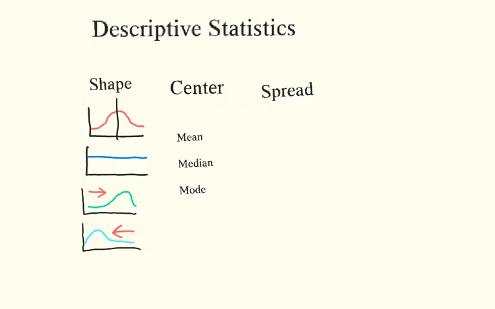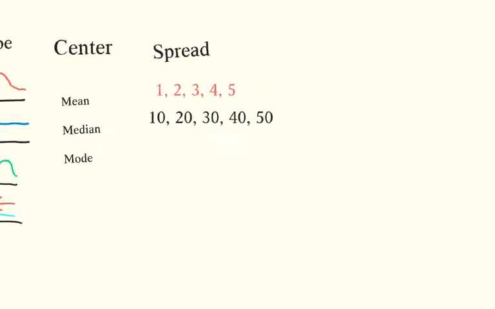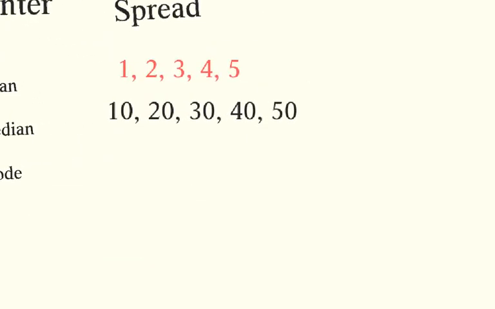Lastly, when we talk about data sets, we may talk about the spread, or how far apart our data values are. In these two data sets that we see here, you can see that the data values in the first set, outlined in red, are much closer together than the values in the black set, which range from 10 to 50 versus 1 to 5.